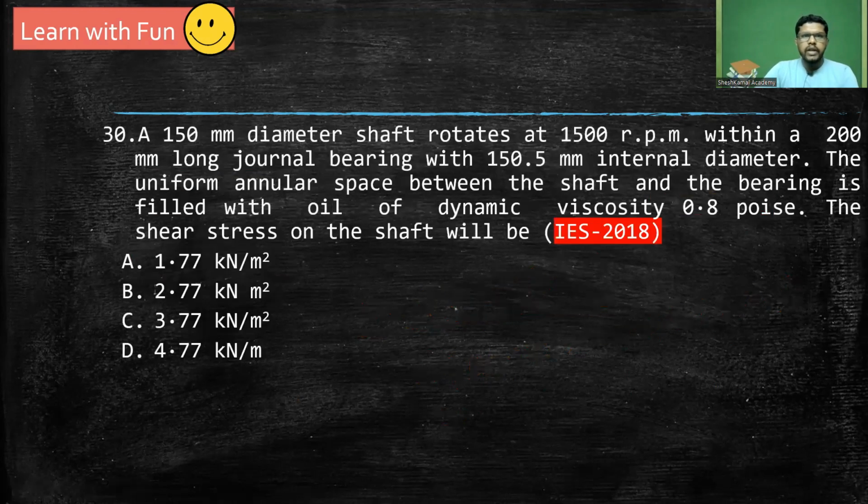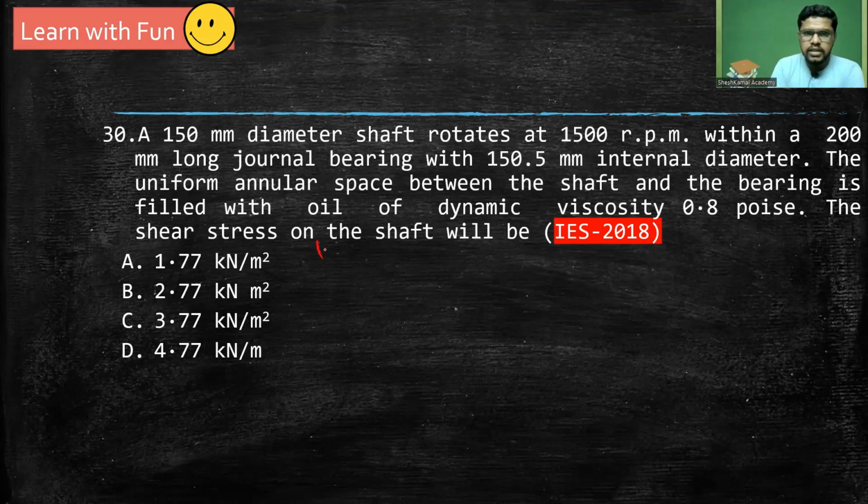Next, a 150 mm diameter shaft rotating at 1500 rpm within a 200 mm long journal bearing with 150.5 mm internal diameter. The uniform annular space between the shaft and the bearing is filled with oil of dynamic viscosity 0.8 poise. The shear stress on the shaft will be? So again, from Newton's law of viscosity, there are basically three types on which the numerical may be asked. I will explain the types of numericals that could be asked on the basis of Newton's law of viscosity.